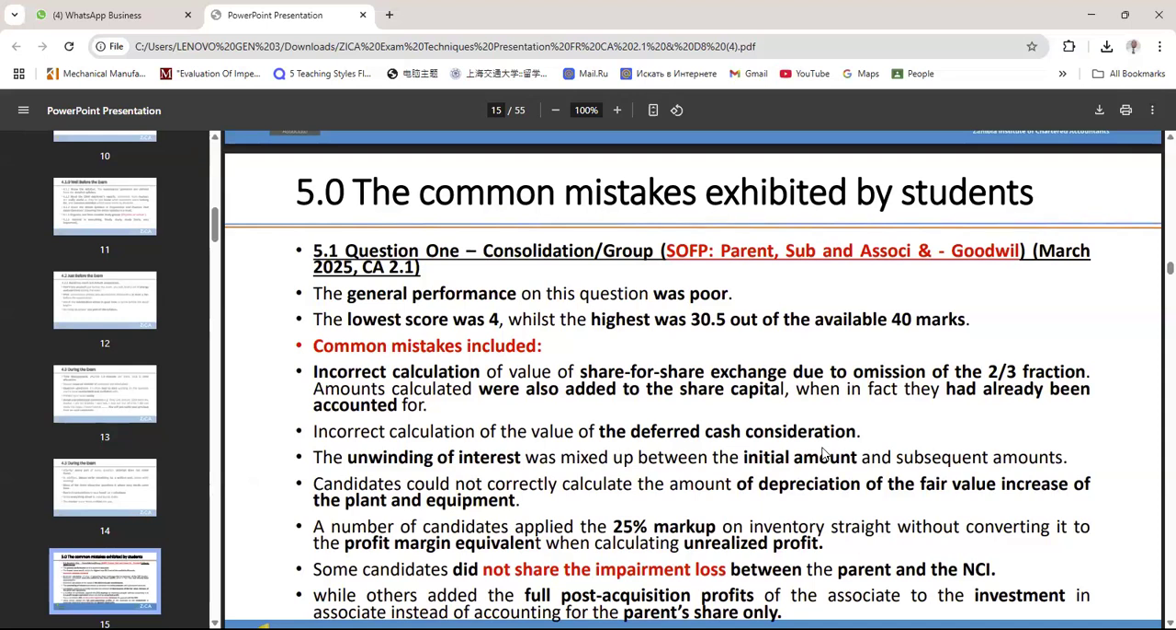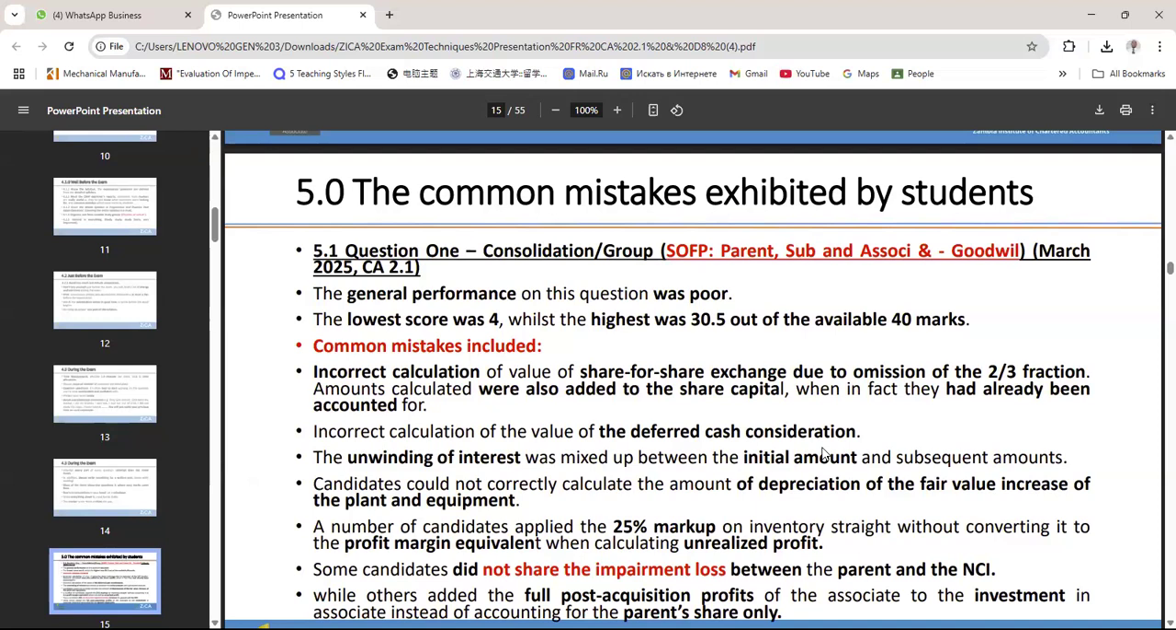The performance was poor. The lowest score was 4, honestly. How can you get 4? I'm going to give a clue. If they give you 2 companies, the first one is a parent. Students just picked the figures for the parent without even adding the subsidiary. Now you wonder how someone can get 4 marks out of 40. That is lack of examination techniques.